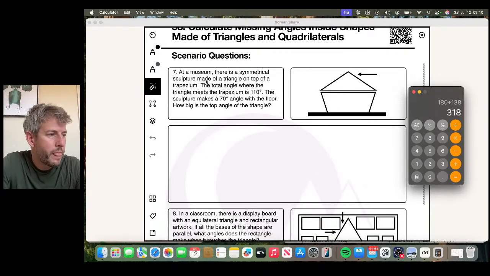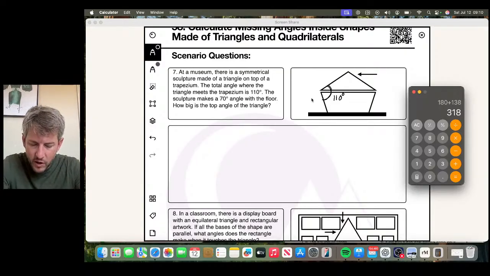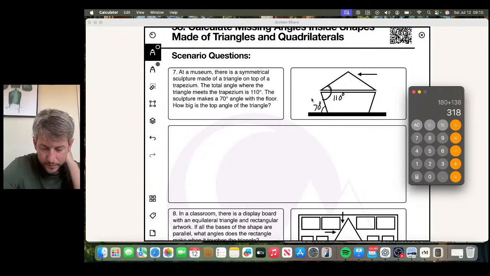Question 7. At a museum, there is a symmetrical sculpture made of a triangle on top of a trapezium. The total angle where the triangle meets the trapezium is 110 degrees. Okay, so that is this thing here. So this angle here where the triangle meets the trapezium is 110 degrees. The sculpture makes a 70-degree angle with the floor. Okay, so that's this one here. How big is the angle at the top of the triangle?